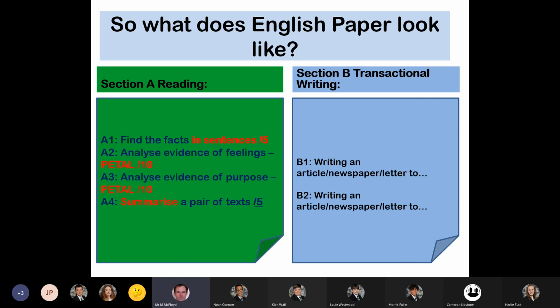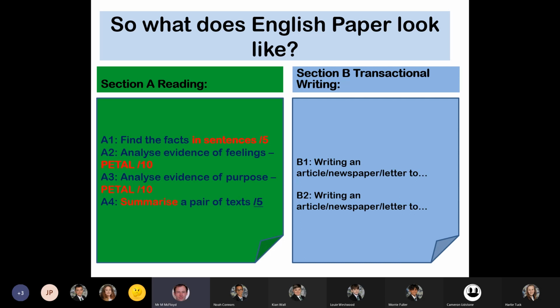A4, so question 4 on the reading paper, will ask you to summarize a pair of texts. You have to edit down a pair of texts and summarize or give 2 to 3 different opinions about a pair of texts. No quotes needed for number 4.